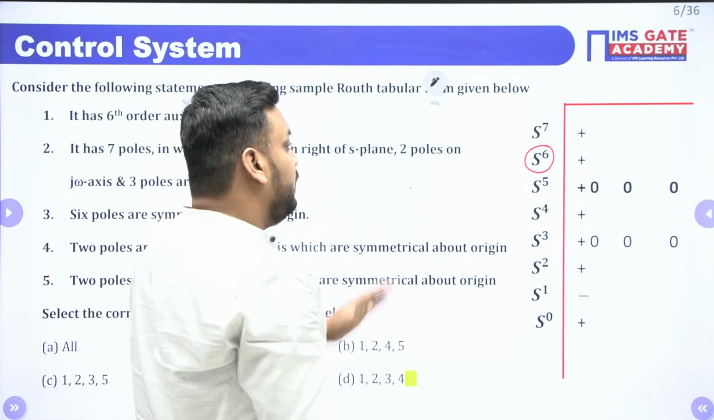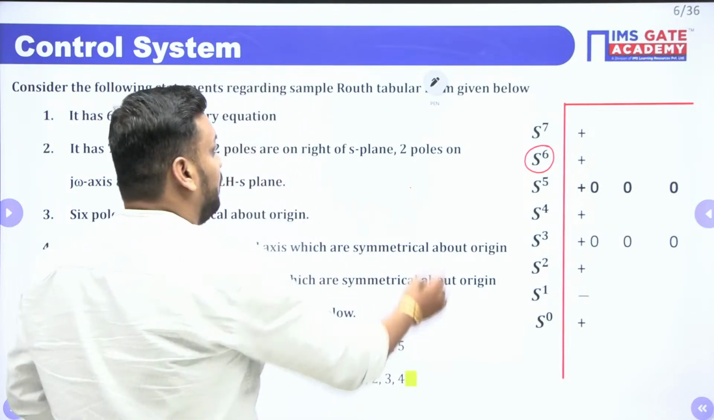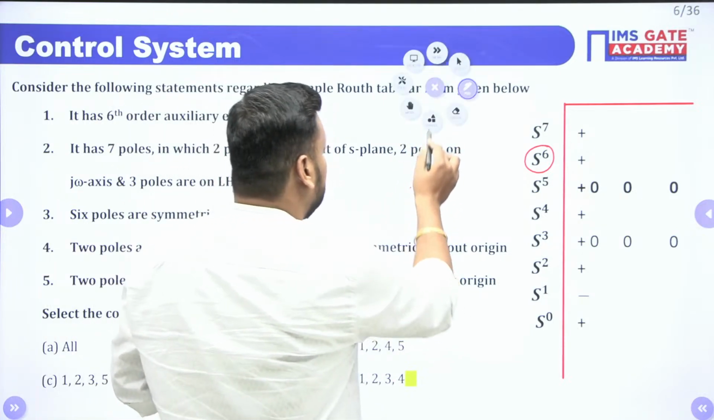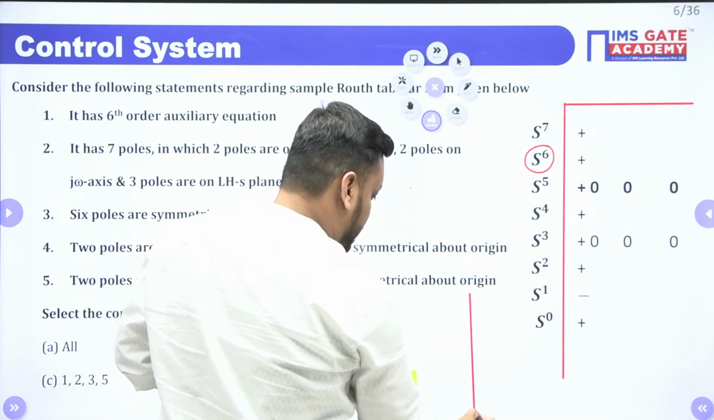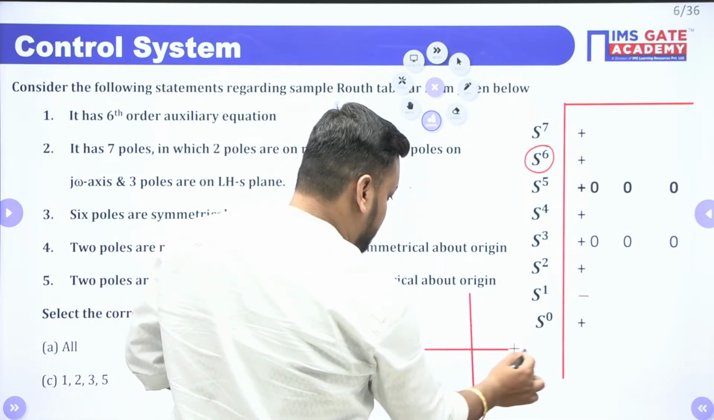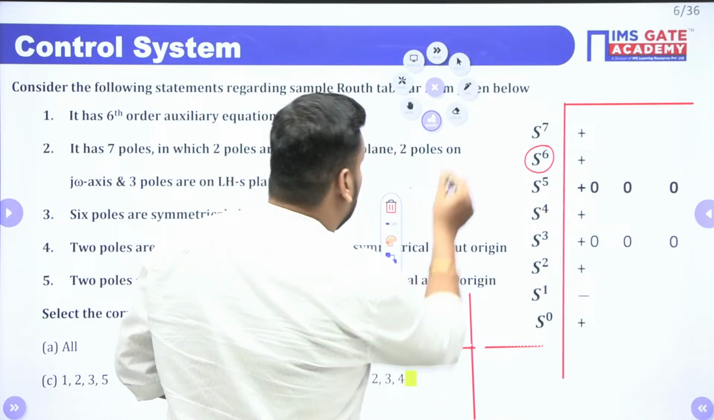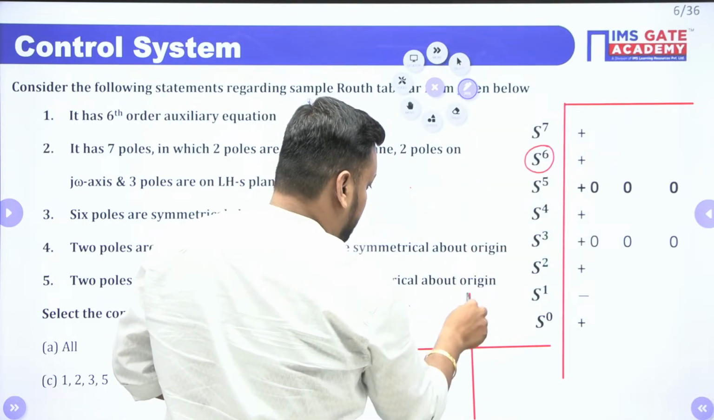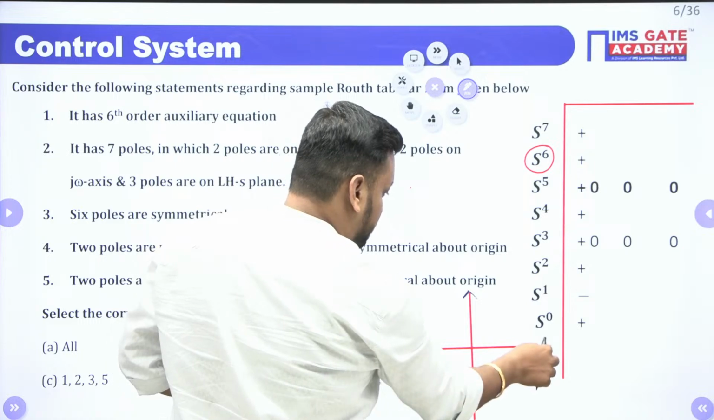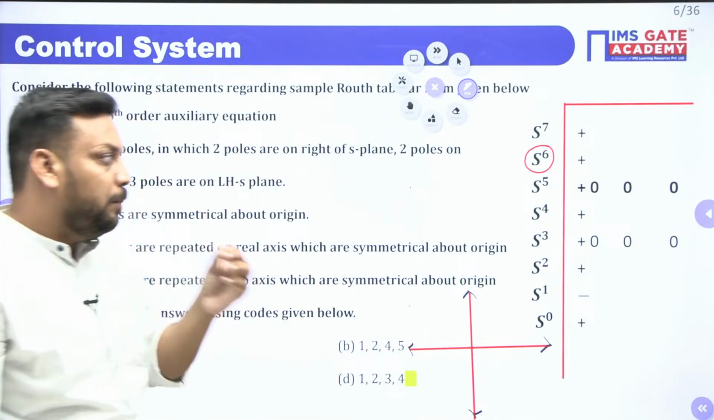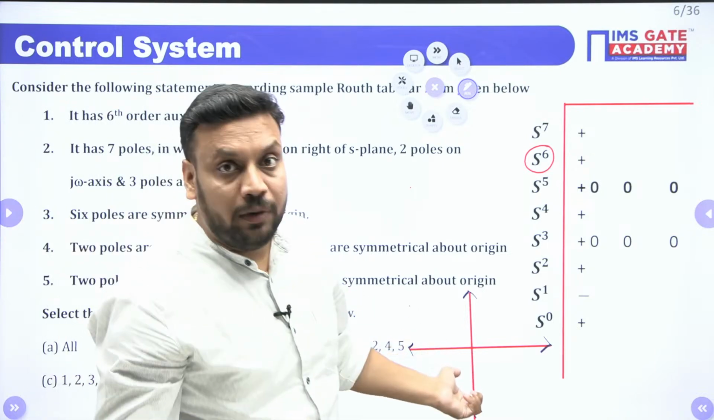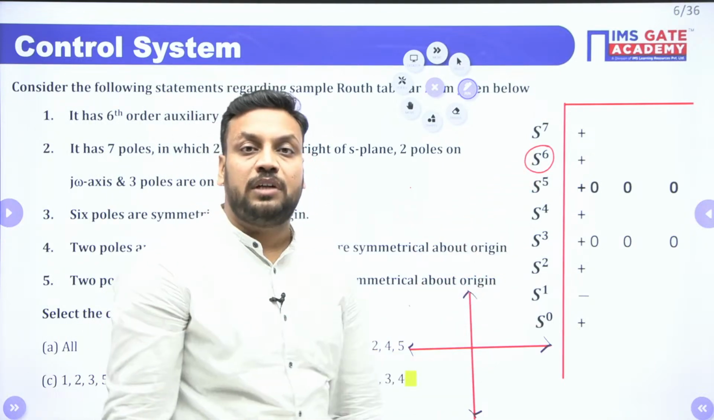So tell me guys, if 6 roots are symmetrical, I will make an S-plane diagram here. I am making a small diagram because I am having less space. Now I need to plot 7 poles here, where 6 roots are symmetrical.